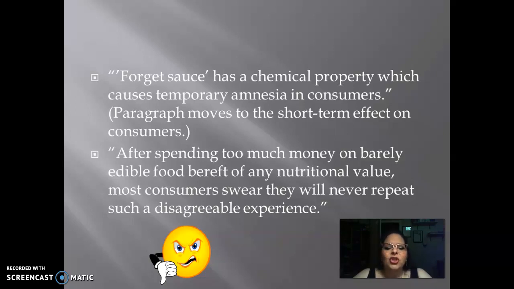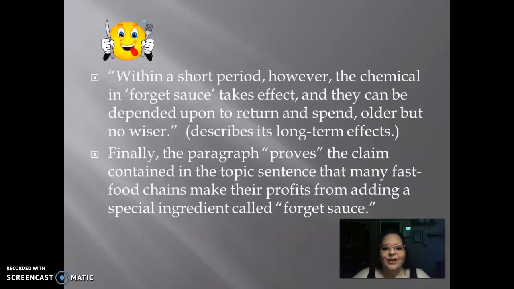So after spending too much money on barely edible food bereft of any nutritional value, most consumers swear they will never repeat such a disagreeable experience. I'm sure you've done this before. I know I have. And that's the long-term effect, right? And we're going to continue. Within a short period of time, however, the chemical in forget sauce takes effect and they can be depended upon to return and spend older but no wiser. So we're going into further long-term effects.